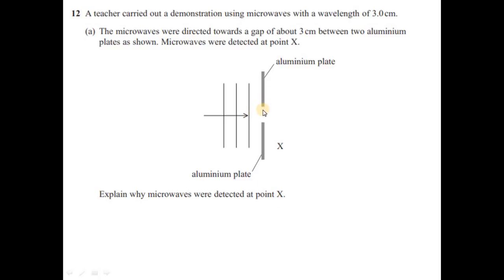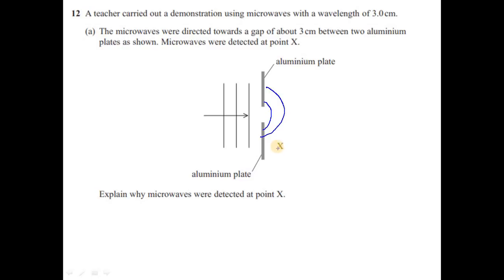Actually, what is happening, you know that if waves pass through the gap, after passing through the gap, the waves diffract. Diffract means they spread out. So you can imagine when the first wavefront comes out of the gap, it comes out like a circular wavefront, and this behavior of the wave is called diffraction, and this is called spreading out. So due to spreading out, the wave can reach point X.